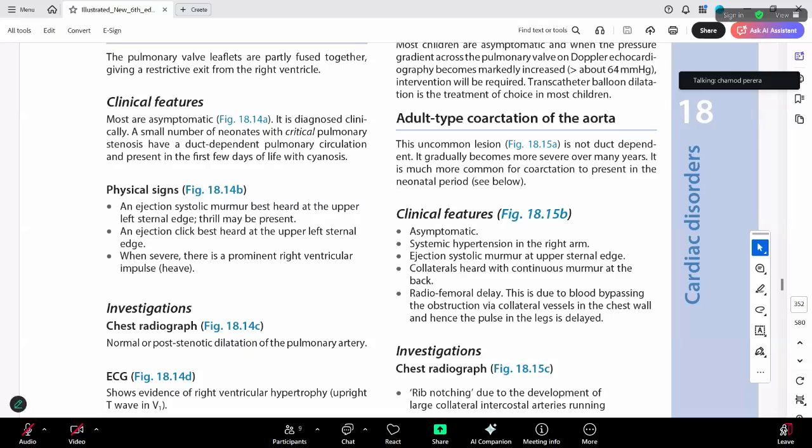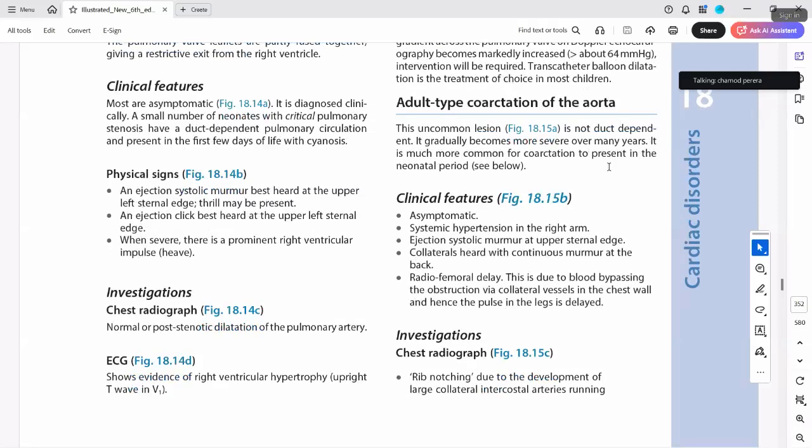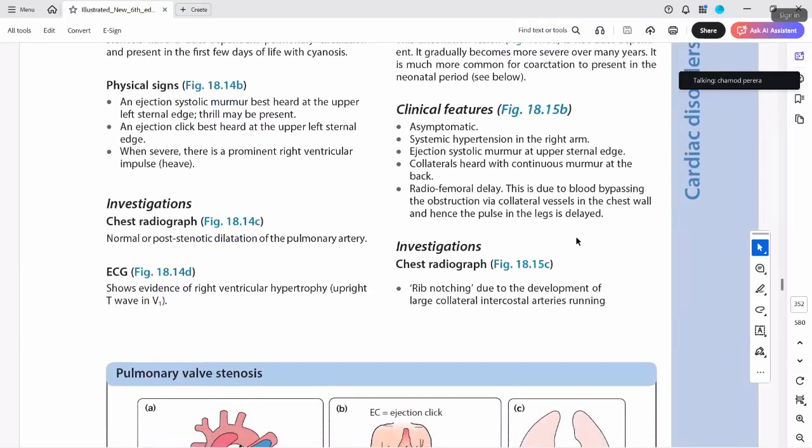So adult type coarctation of aorta. It's not a duct dependent thing, right? It only gradually becomes severe. So it is after the ductus closure, right? So they can be asymptomatic. They will have blood pressure discrepancies, even in the critical one, both of them will have blood pressure discrepancies. In addition, they will have an ejection systolic murmur, and these collaterals are heard with continuous murmurs heard in the back. And the classical sign, the ejection systolic murmur, you can miss.